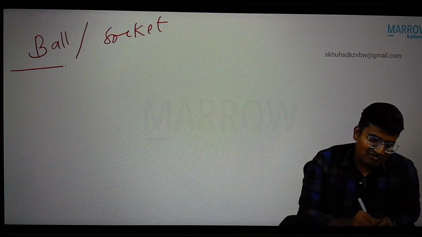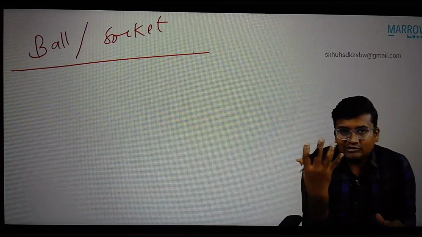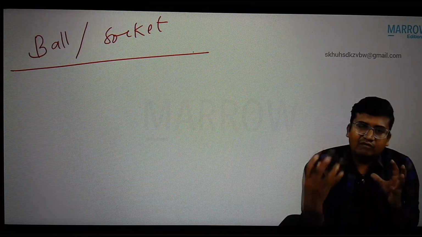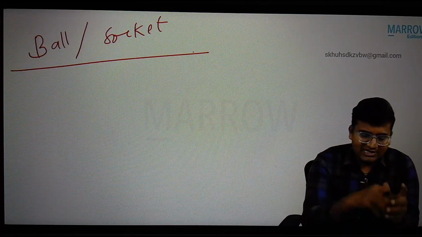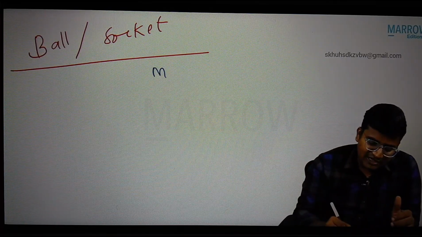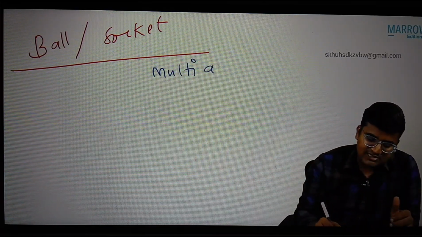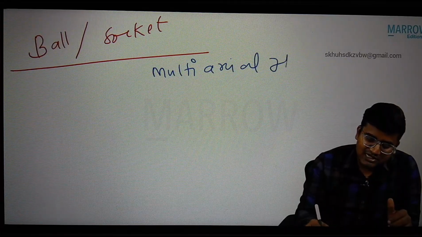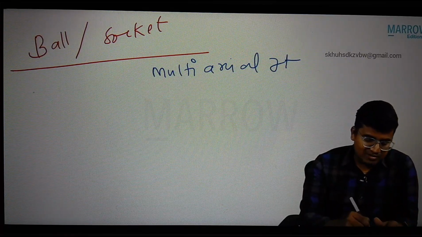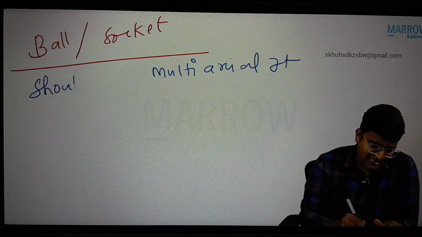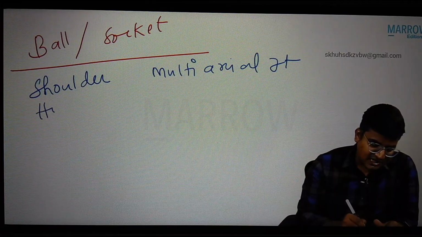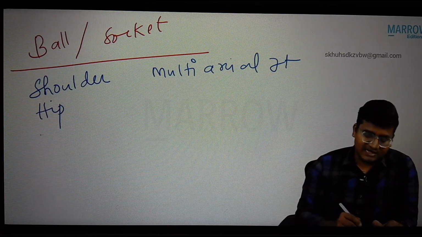So ball and socket, the name itself gives us a clue. One end of the bone will form the ball and the ball will fit into the socket. Ball and socket joints are multi-axial joints. What are the examples? Shoulder joint is an example for ball and socket. Hip joint, example for ball and socket.